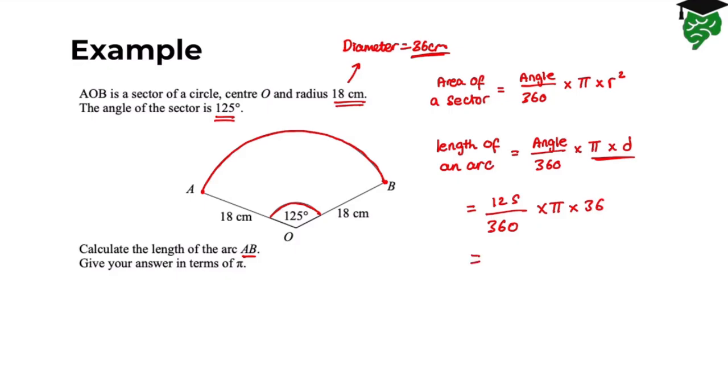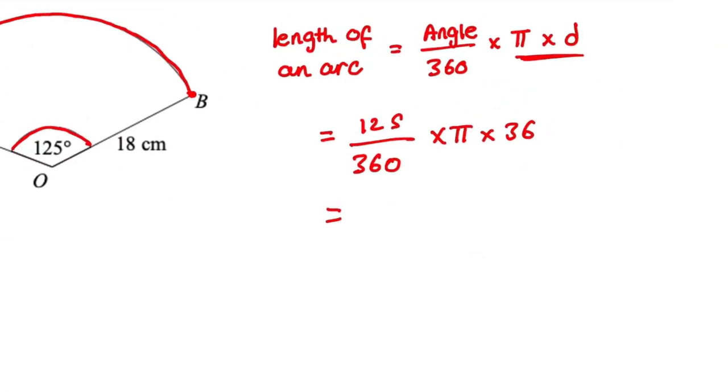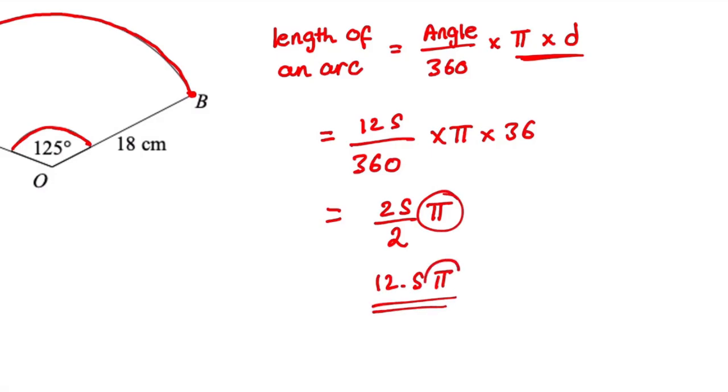And that is what you type into your calculator. We have 125 over 360, multiplied by pi, multiplied by 36. It says give your answer in terms of pi. So because it says give your answer in terms of pi, you're basically just going to multiply the numbers and leave the pi there. If you multiply the numbers, you're going to get 25 over 2, and then you're just left with pi. Or you could have 12.5 pi. You could say that as well, as long as you have the pi there.